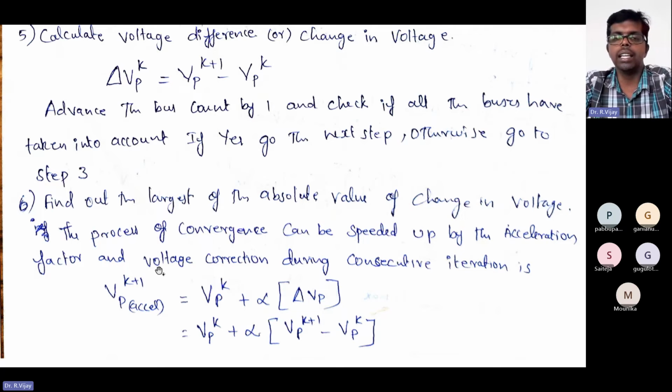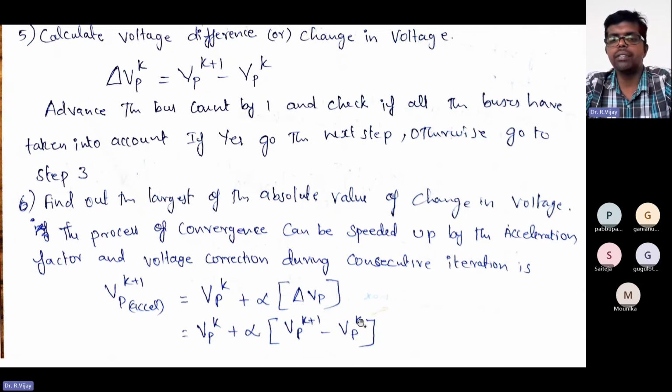In some books, in some materials, it will be mentioned as new and old value. Anything you can take, your own wish. But the thing is that the answer should come. You can choose any words, the answer is very, very important. So here we are choosing VP accelerated value or VP new value. So what is this del VP? Del VP is nothing but del VP K plus 1 minus del VP K, that is the K plus 1th value as well as the kth value.